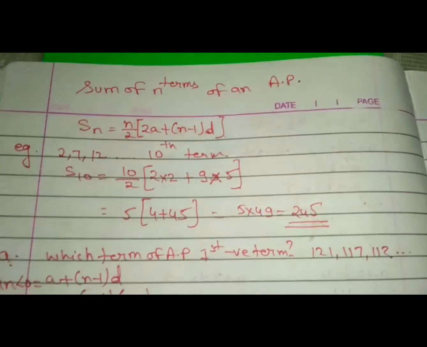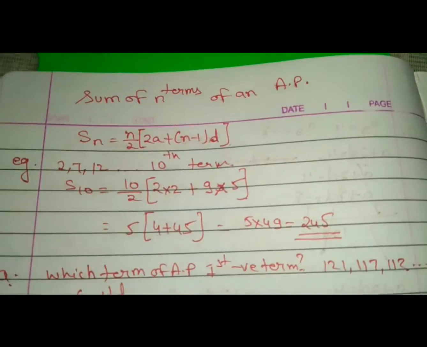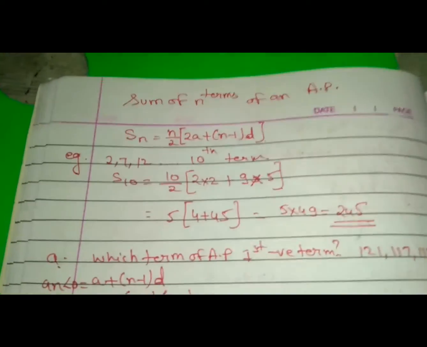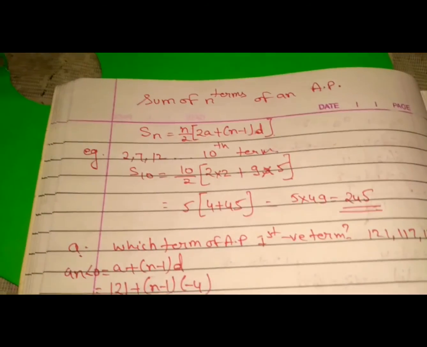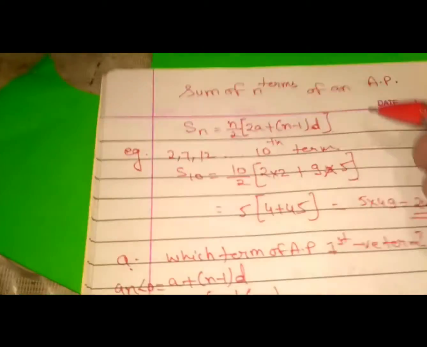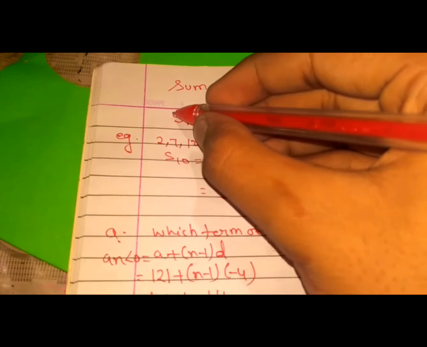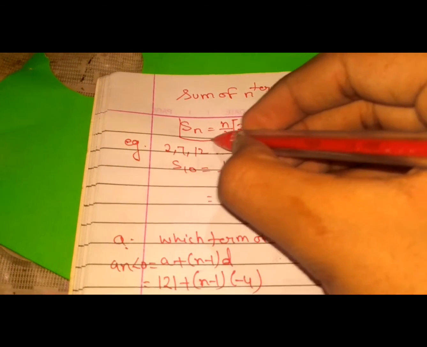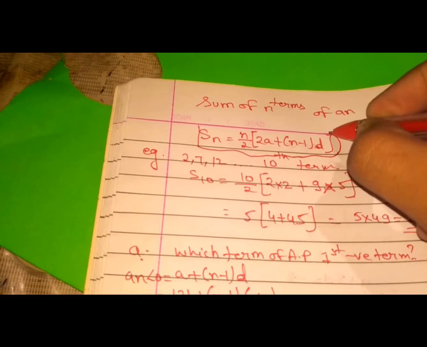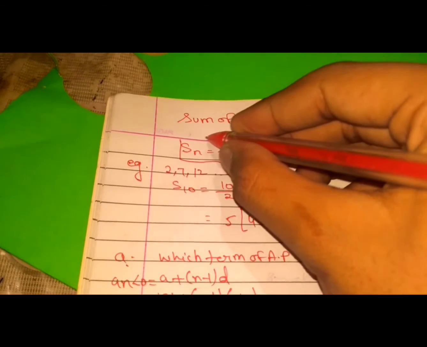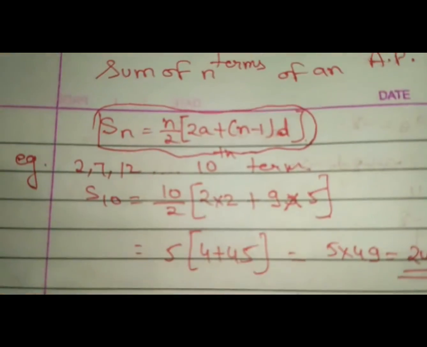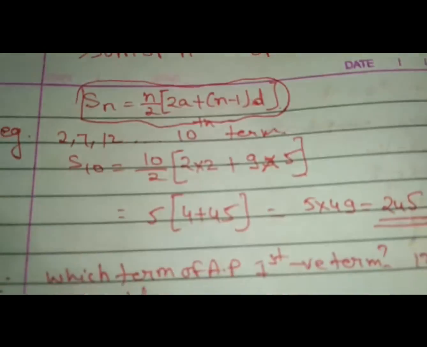Then we will start the next topic, sum of the n terms of an AP. So the formula for the sum of n terms of an AP is Sn is equal to n by 2 into 2a plus n minus 1 into D. Here, this is the formula. Sn is equal to n by 2 into 2a plus n minus 1 into D.